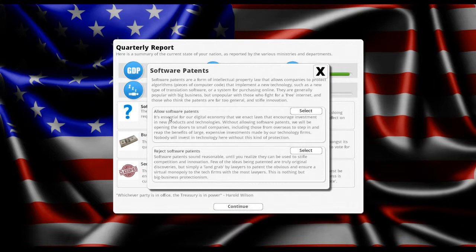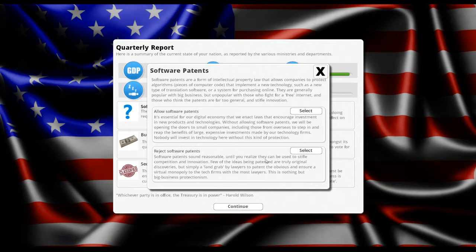Software patents are a form of intellectual property that allows companies to protect algorithms, pieces of computer code that implement a new technology, such as a new type of translation software or a system for purchasing online. They are generally popular with big business, but unpopular with those who fight for free internet and those who think the patents are far too general and stifle innovation. I should change this dilemma to where, since it actually mentions innovation, allowing the software patents decreases innovation a little bit. But I'm going to reject them.